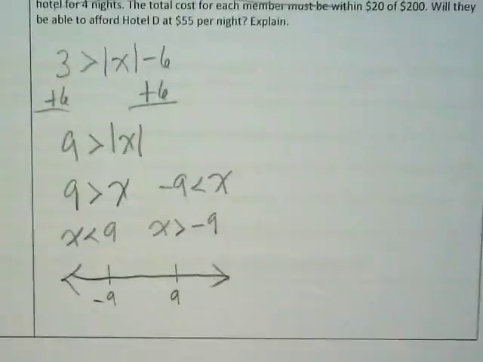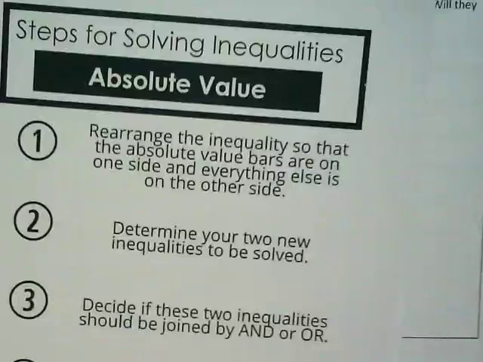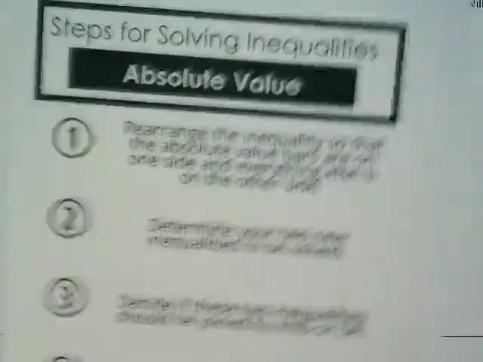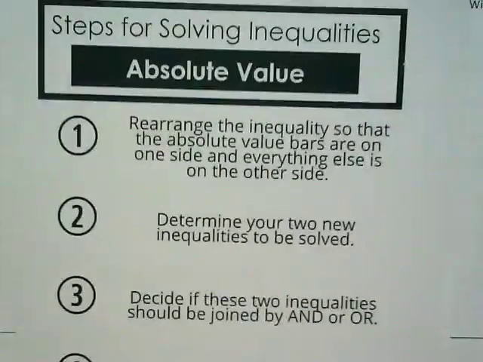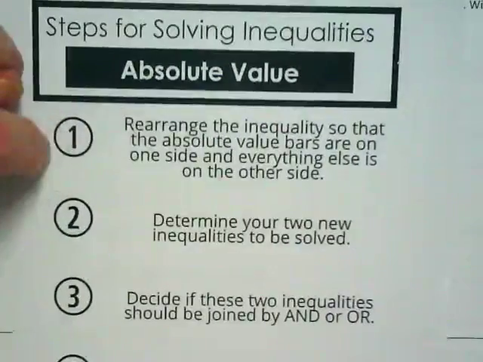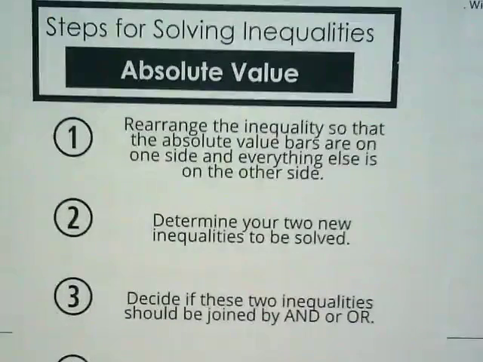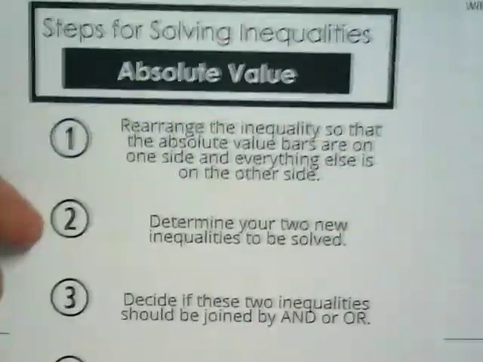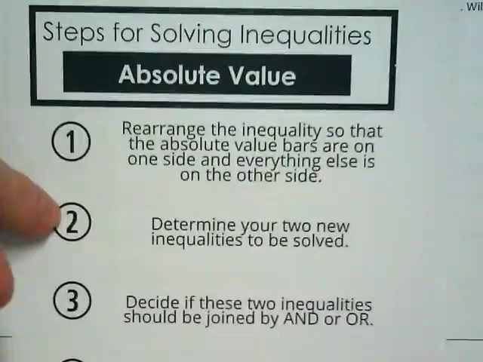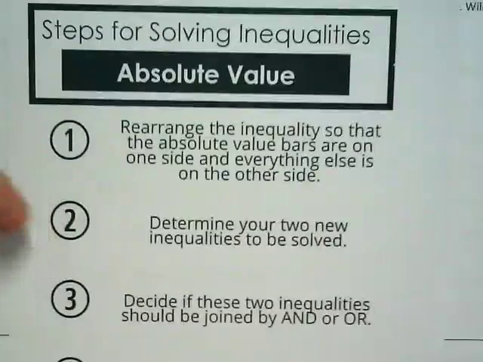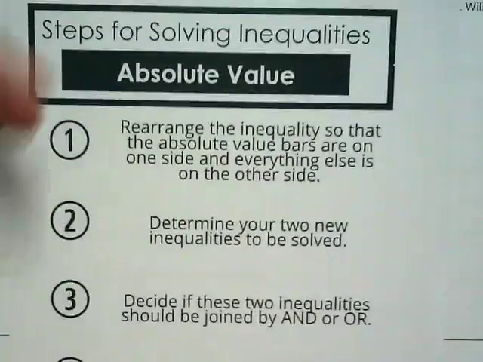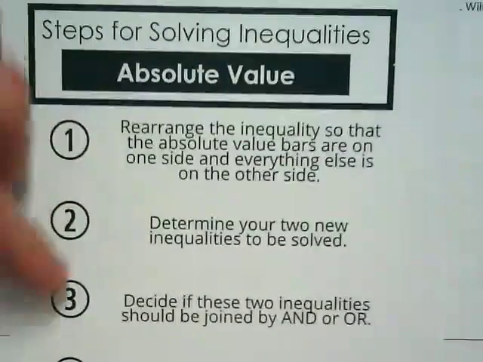In just a moment, I'm going to give you guys one more thing to glue into your notebooks. Steps for solving inequalities, and I really need to open this as a Word document and redo it. Basically, number one is the same as when we were doing this with equations. Rearrange the inequality so the absolute value bars are on one side and everything else is on the other. In other words, make sure it's isolated. Two, determine your two new inequalities to be solved. Well, what we're talking about there is make sure you have a positive version and a negative version.